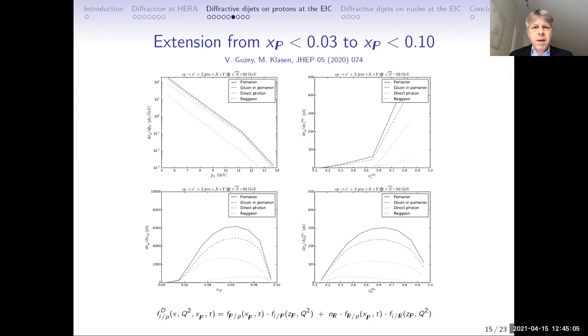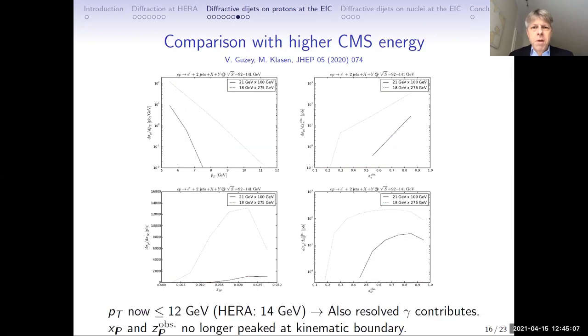Another possibility on the next slide is of course to change the beam energy. So instead of a 100 GeV proton beam, RHIC or the EIC can go up to 275 GeV in proton beam energy. And this has a similar effect. Again, the pT spectrum, as you can see on the upper left, is extended now to something like 12 GeV. And also on the upper right, we go down to something like 0.2 in x-photon. So it would be useful to use higher beam energies, of course, to go into this kinematic domain and maybe increase the x-Pomeron range.